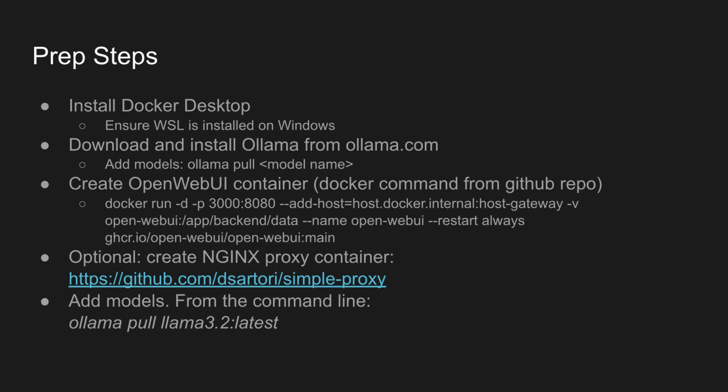Create the Open Web UI container. Oh, I see I've got add models twice on this slide. And optionally, you can create a proxy. That proxy will take your Open Web UI content that is unencrypted HTTP, and gives you some encryption for it and allows you to run it SSL. So that's an optional component. All of these components, this is what you need to do this stuff locally.